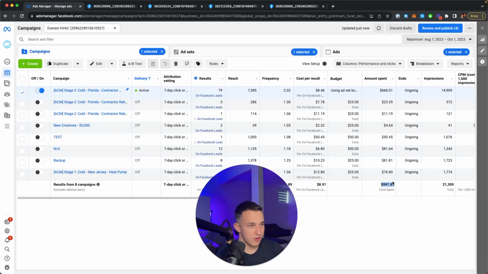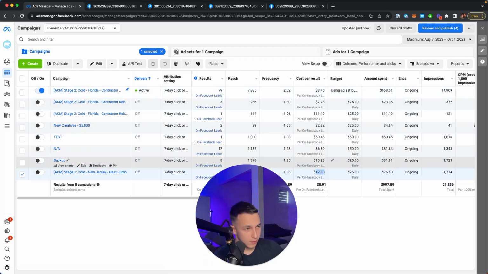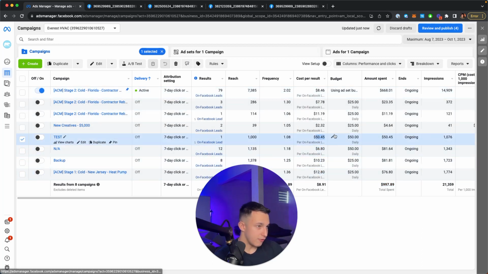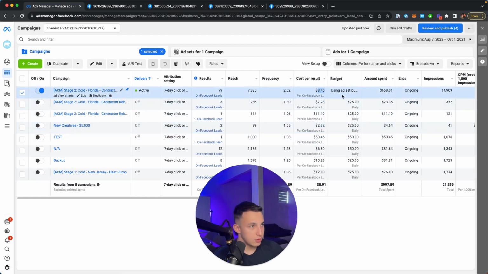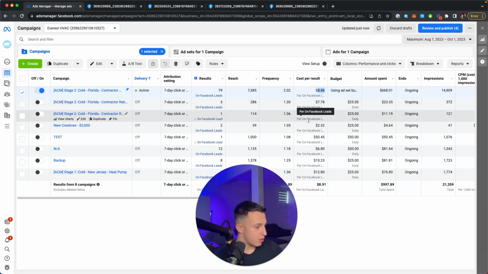Don't even think of running ads for 2 or 3 days and boom, you're optimizing them. It's not how it works, right? You got to actually let them run. And as you can see here, our lead cost varied, right? $12, $10, $6.80, $50, $2, $11, $7. And then now we're at a stable $8.46. And this is, again, during the colder seasons of the year. It's even better during spring and summer, right?